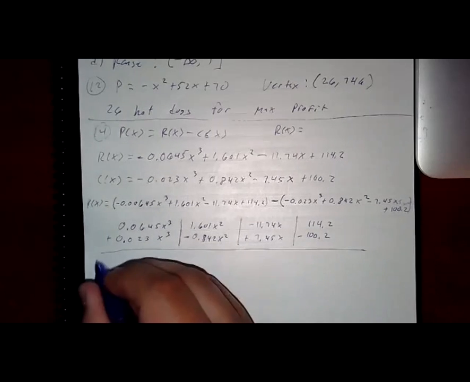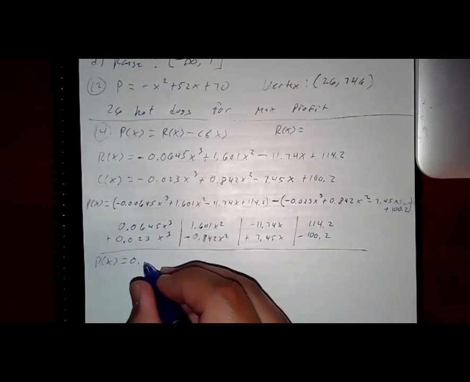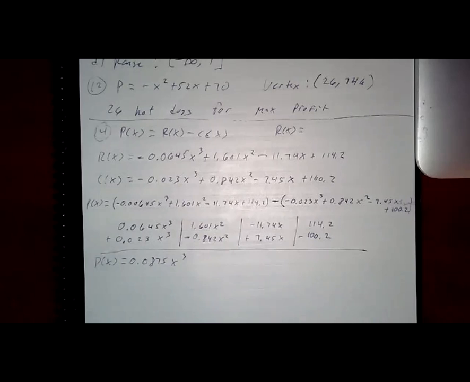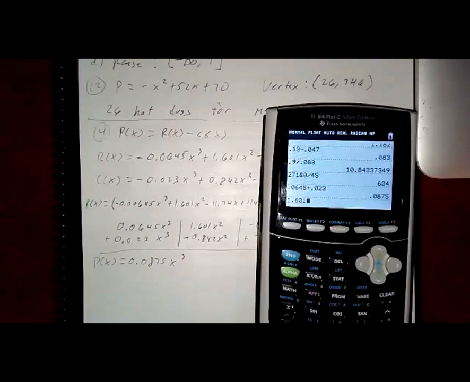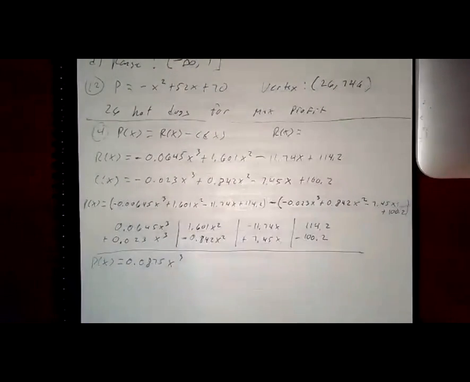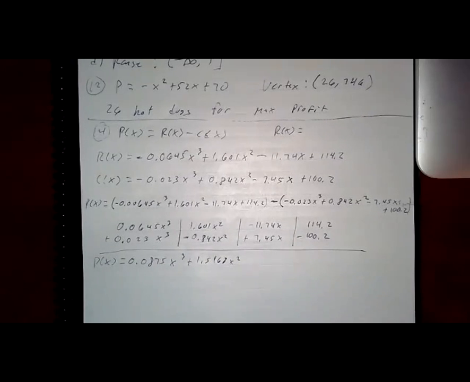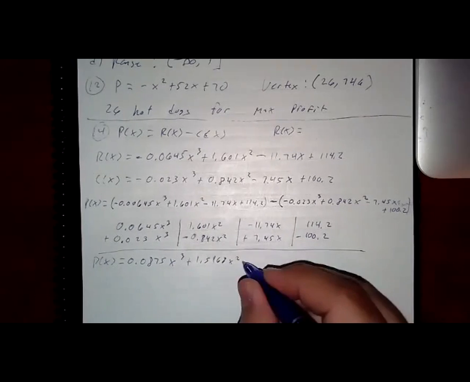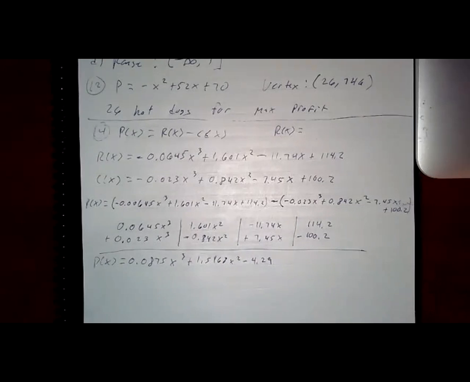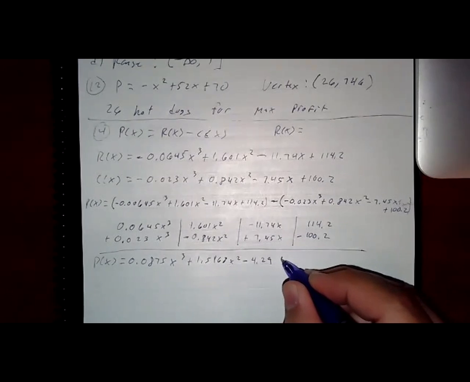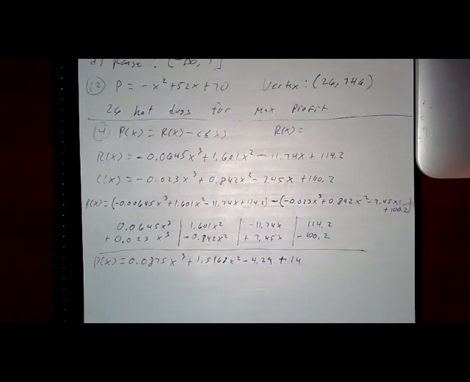Okay, so profit will be equal to 0.0875x cubed, minus 0.0842, so that'll be positive 1.5168 x squared, negative 11.74 plus 7.45, plus 14 it looks like.